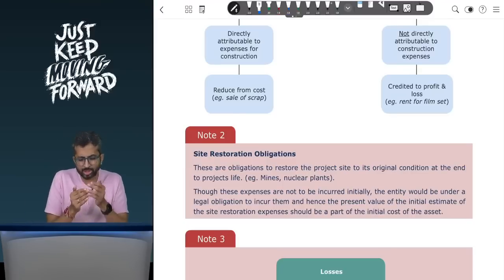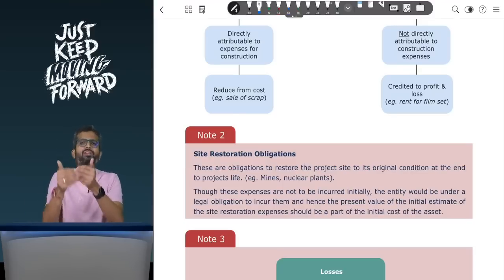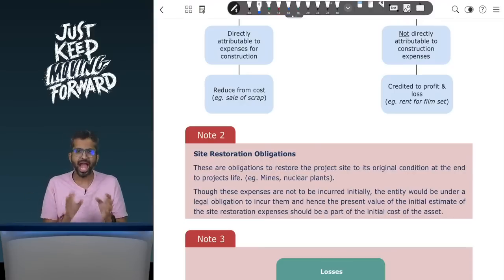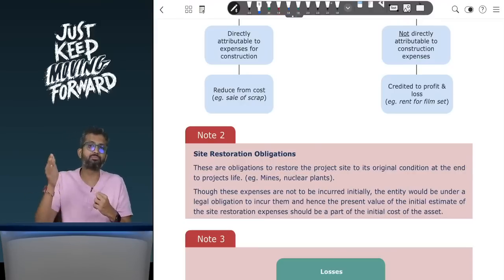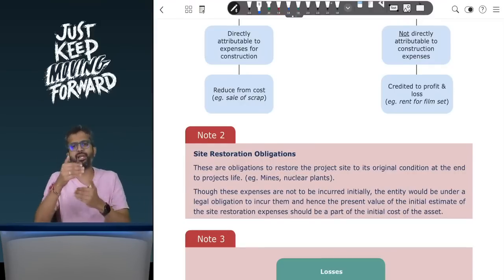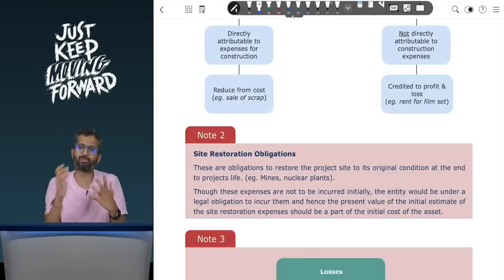but that provision will slowly go from 20 to 50. This is called unwinding. And that amount, like the asset depreciates and becomes 0, this unwinds and goes from 20 to 50. This is unwinding cost, goes as finance cost in the P&L, just for your knowledge.